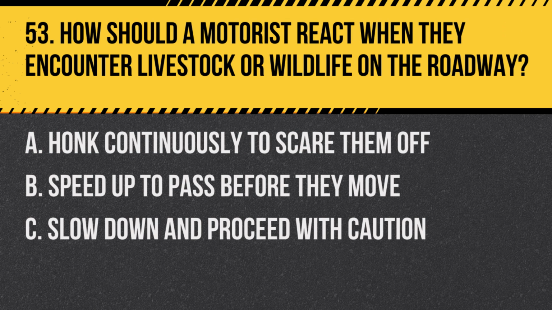Question 53. How should a motorist react when they encounter livestock or wildlife on the roadway? A. Honk continuously to scare them off. B. Speed up to pass before they move. C. Slow down and proceed with caution. Answer: C. Slow down and proceed with caution. When encountering livestock or wildlife, slow down and pass carefully to avoid a collision.